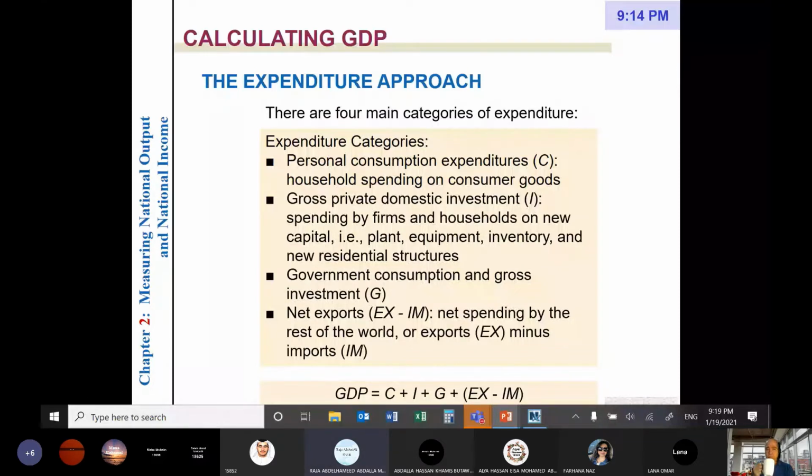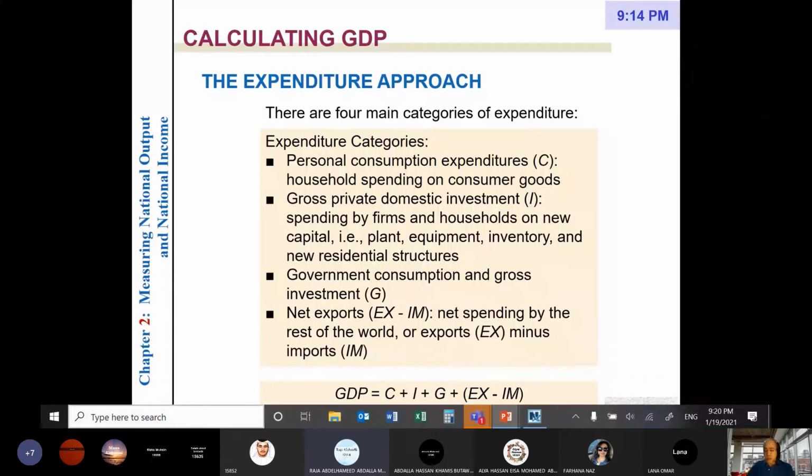The expenditure approach. There are four main categories of expenditure. Personal consumption expenditure, C, household spending on consumer goods. Gross private investment, spending by firms and households on new capital, i.e. plant, equipment, inventory, and new residential structures. Government compensation and gross investment. Next, exports EX minus imports IM, net spending by the rest of the world, or exports minus imports.